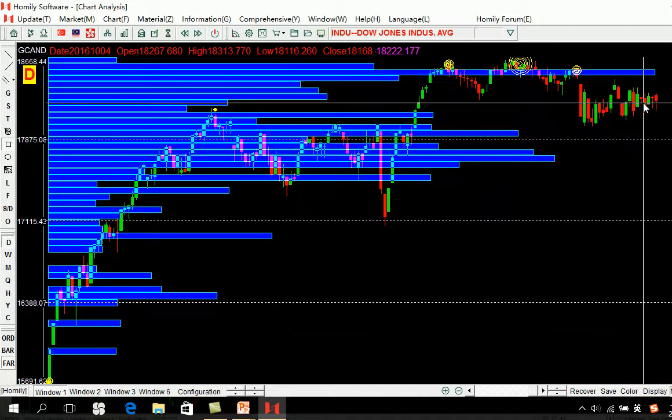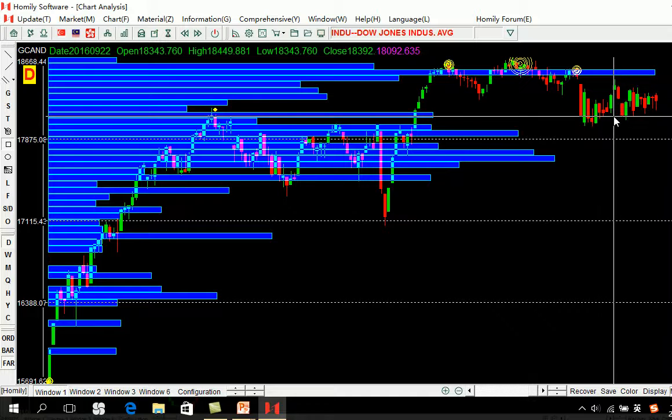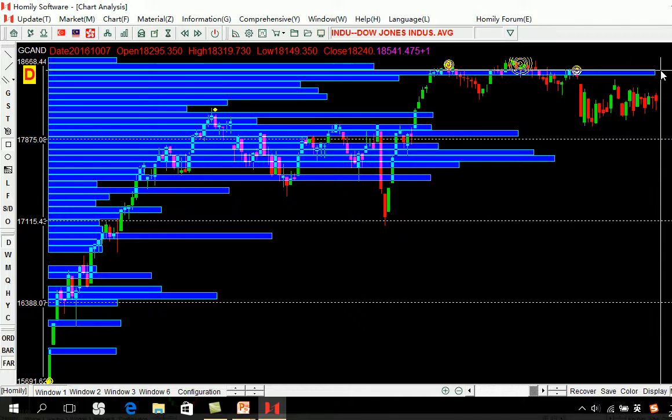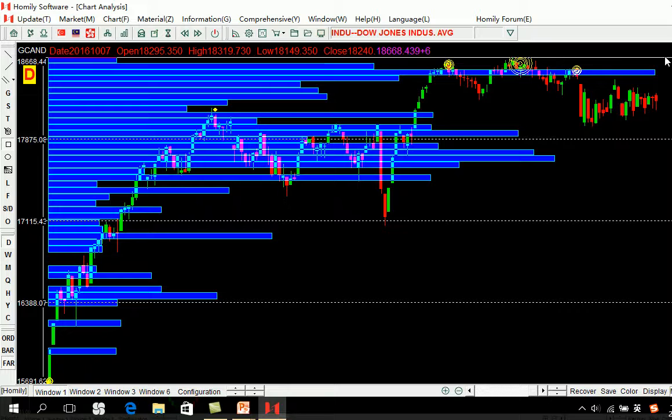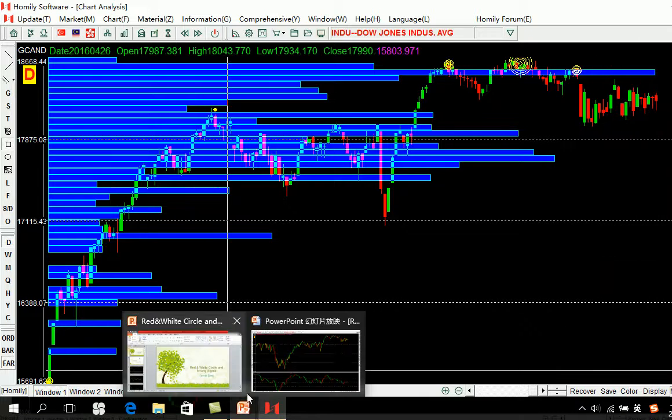If the price touches here again, you'd better sell first. Then here is the support. Here is another support. So we know that this is the longest chips, the blue chips, which means that the resistance is stronger, so we should pay more attention. Okay, so this is the Dow Jones Index.